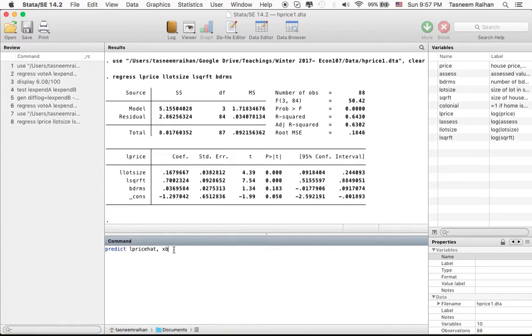So xp basically means linear prediction. For a simple linear regression, you don't really need to write xp, but it's good practice to write xp because it will be useful once we do probit and logit analysis. So xp means give us a linear prediction of price, of log of price.